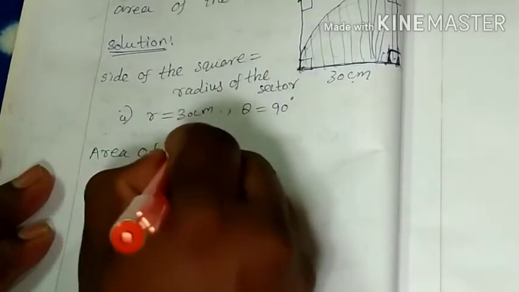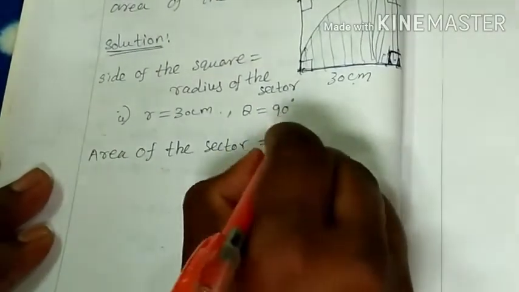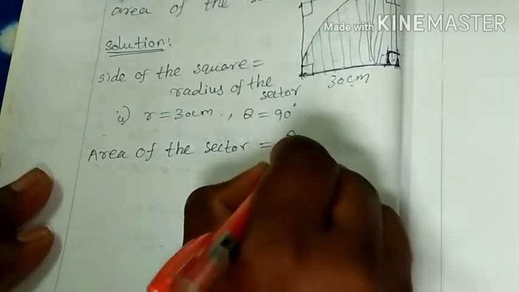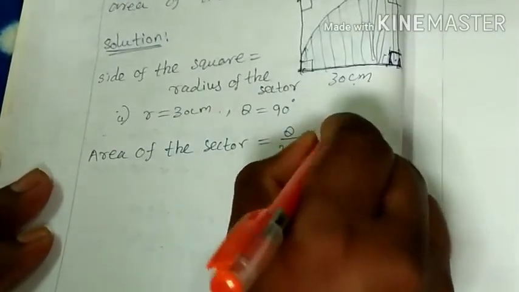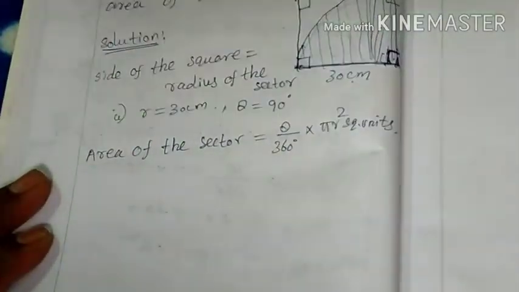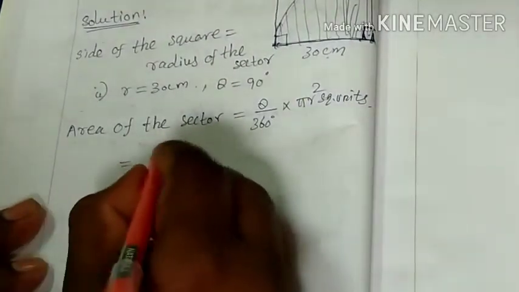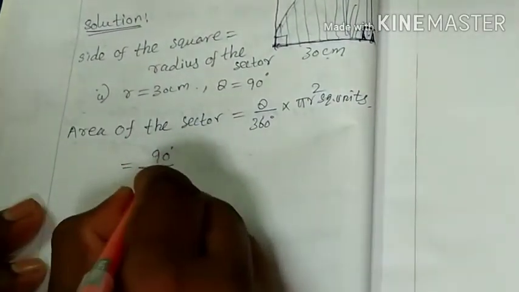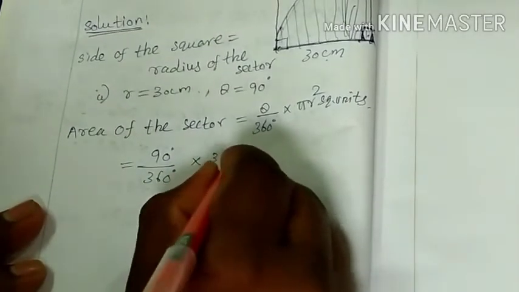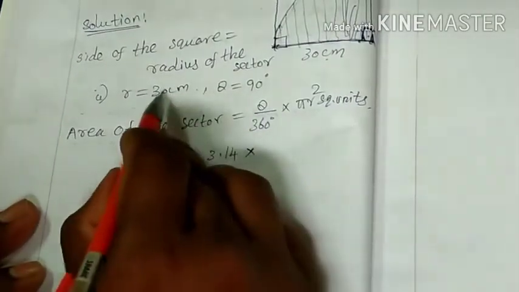Area of the sector equal to, when theta and R are given, the formula is theta divided by 360 degrees into pi r square units. Okay, this is the area of the sector formula. So it is equal to theta is 90 degrees divided by 360 degrees into pi, here 3.14, which is already given.